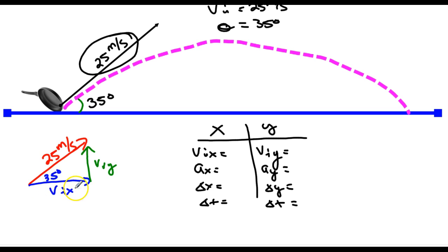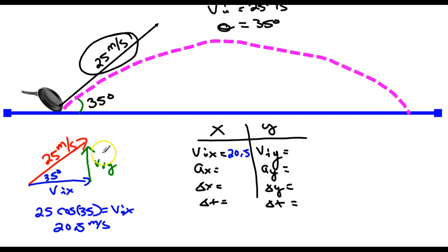VIX is the adjacent side. Which trig function deals with adjacent? Well, it's cosine. It deals with adjacent and the hypotenuse. We know those two things. So I'm going to say 25 times the cosine of my angle will give me my VIX. So I'm going to punch that into my calculator. 25 cosine 35. Remember, make sure that your calculator is in degree mode. This gives me 20.5. That's a 0.5. I'm going right in right here, 20.5.